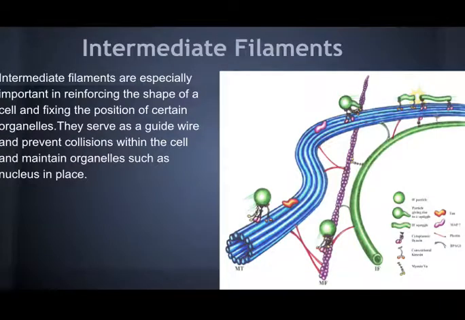Intermediate filaments are more primitive features of the cell than microfilaments and microtubules, which are often disassembled and reassembled in various parts of a cell. They are especially important in reinforcing the shape of the cell and fixing the position of certain organelles. The various kinds of intermediate filaments may function as the framework of the entire cytoskeleton.